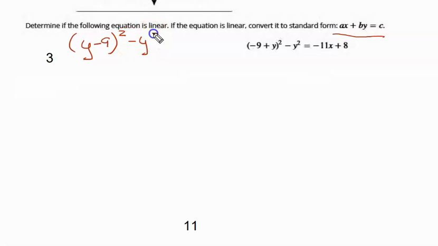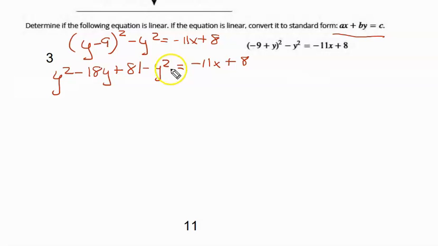Minus y squared equals negative 11x plus 8. So I'm going to square this binomial, square the first term, I get y squared. Multiply these two together, I get a negative 9 doublet, negative 18y. Square my negative 9, I get a positive 81. Y squared equals a negative 18x plus 8.